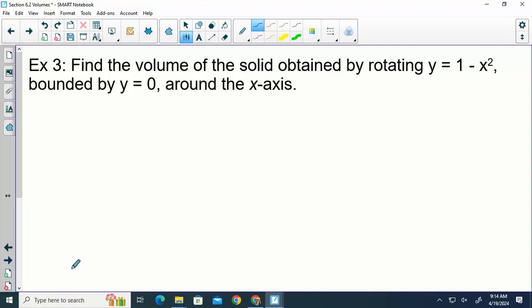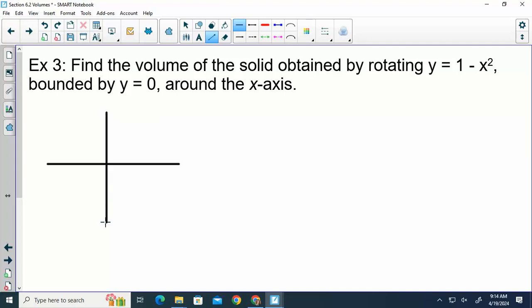Okay. This gets tricky at times. We have to figure out what this is even going to look like. It's very hard to calculate a volume if you don't know what your picture is. 1 minus x squared. What is that? Upside down parabola. Think of it as like a negative x squared, so that's upside down. Plus 1 would move our parabola up 1. So this is our picture.